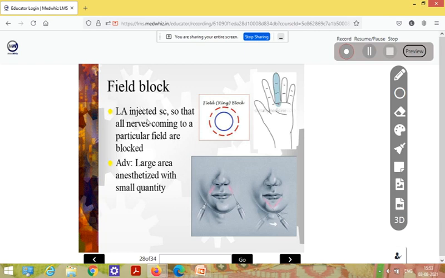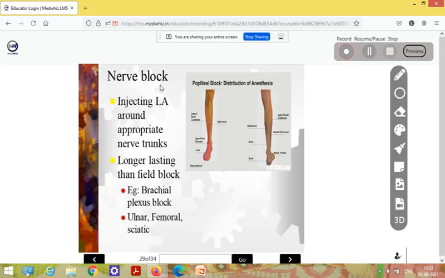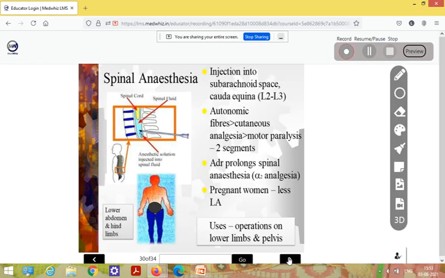So you have the field block. So all the nerves which come to a particular area are getting blocked. So I gave you the example of the fingertip, isn't it? So that is the example of a ring block. So by using a small quantity of local anesthetic, we are going to anesthetize a larger area. This is the field block technique. The next is the nerve block technique, where we are going to inject the local anesthetic along the appropriate nerve trunk. So you have the brachial plexus block or the ulnar blocks. When you have sciatica, there you're going to block the sciatic nerve and so on. So this is the nerve block technique.